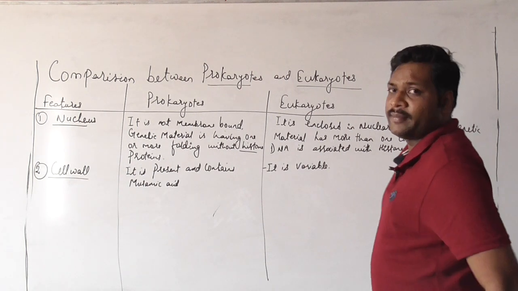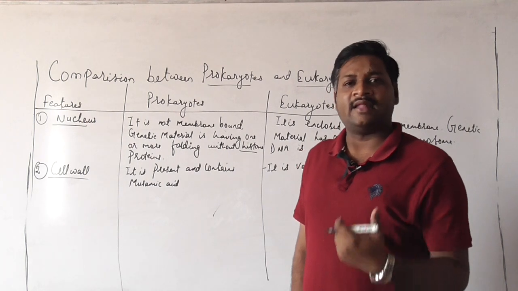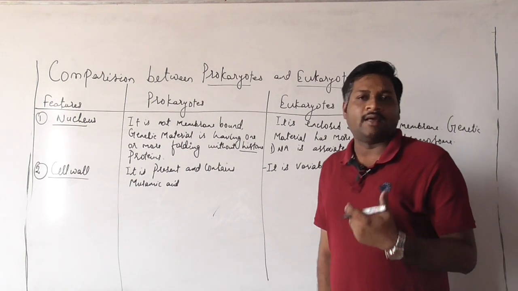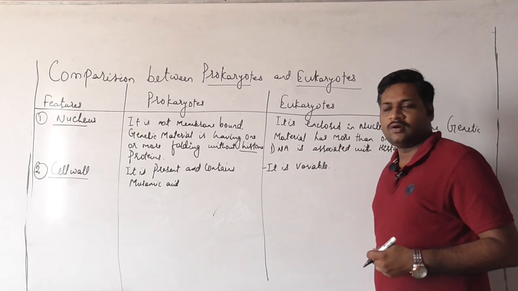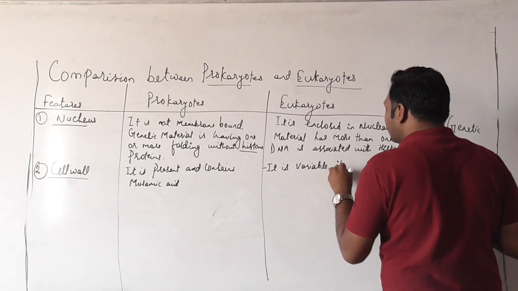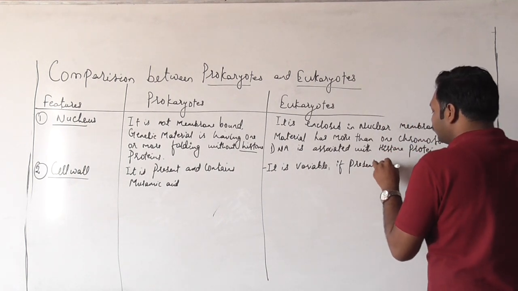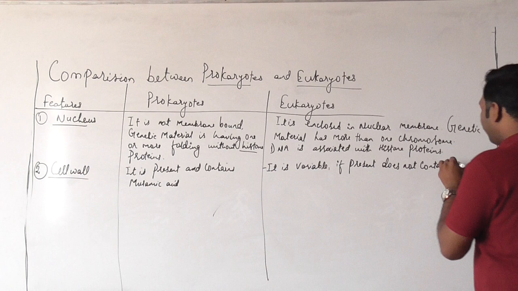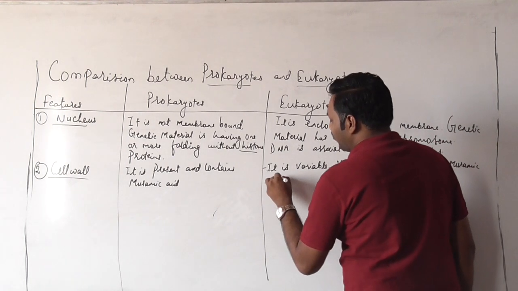What is variable? That is the cell wall. Means in case of plant cell, we see that there is a presence of cell wall, isn't it? But in case of animal cell, they are characterized by the absence of cell wall. So cell wall is not present in case of animal cells. Although animals, including humans or the mammals, are the most evolved ones, right? Here there is an absence of cell wall. So it is variable. Then, if present, it does not contain muramic acid.